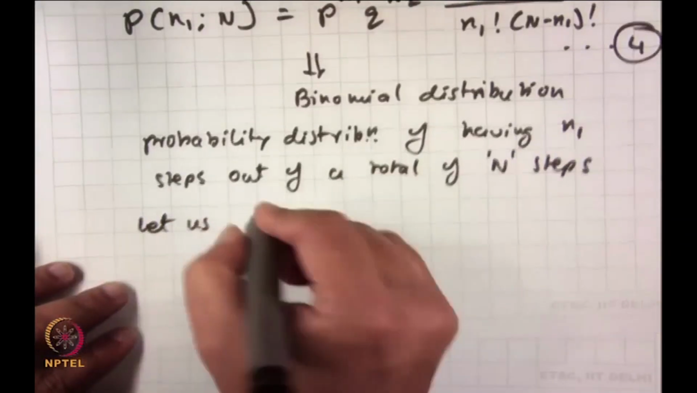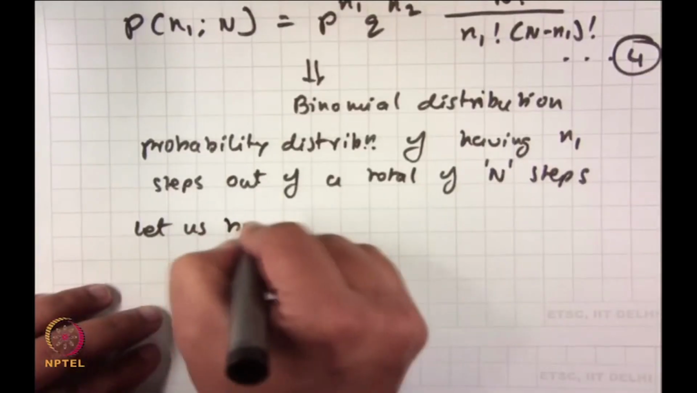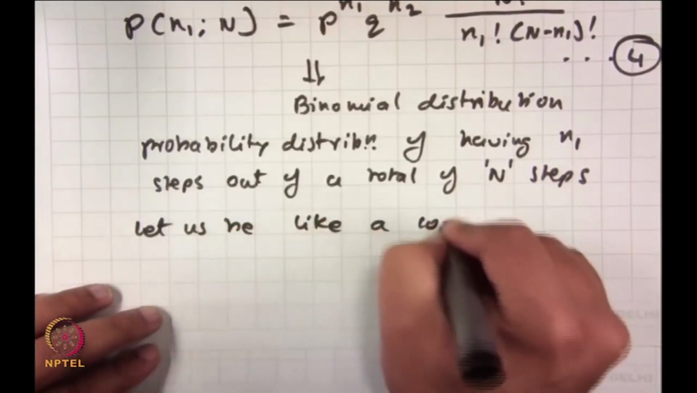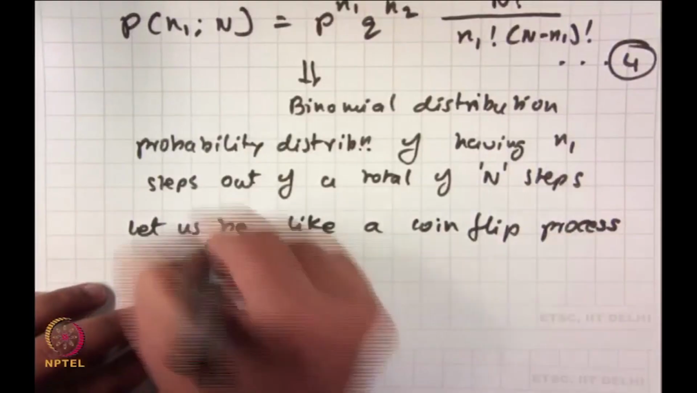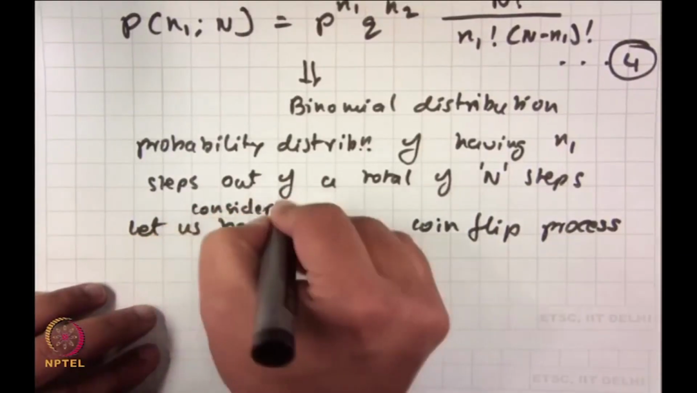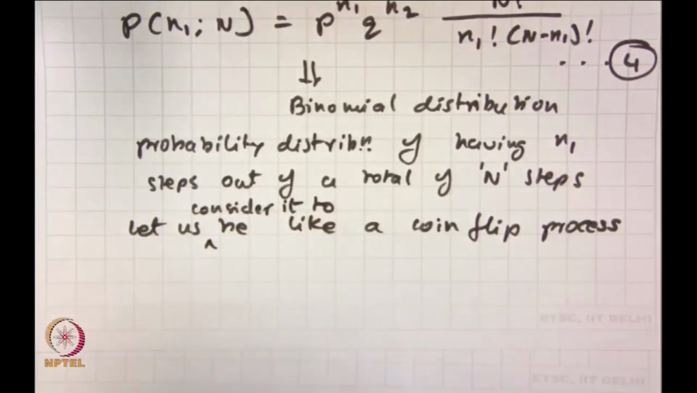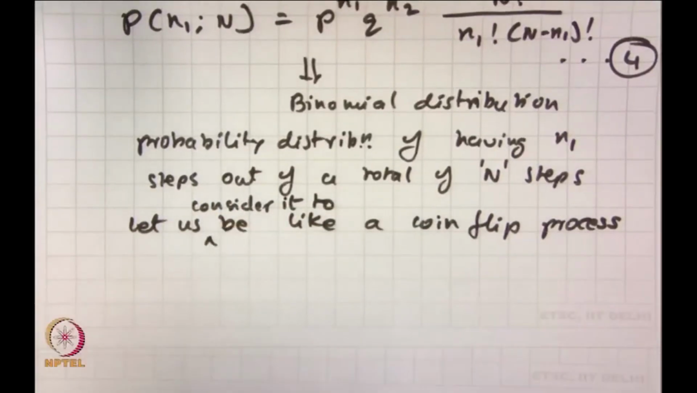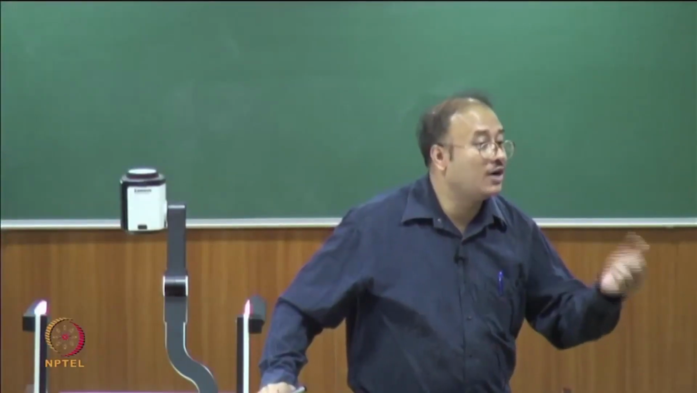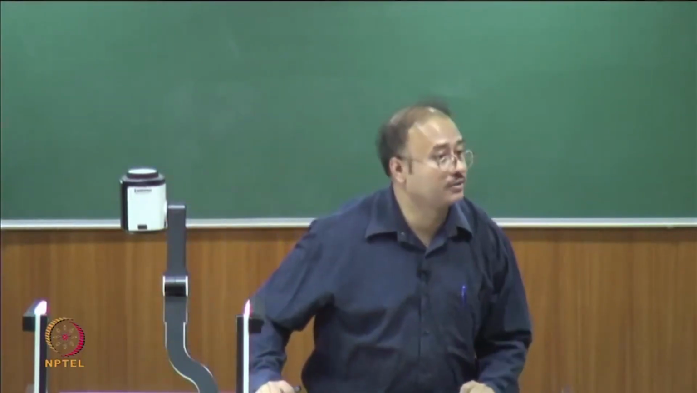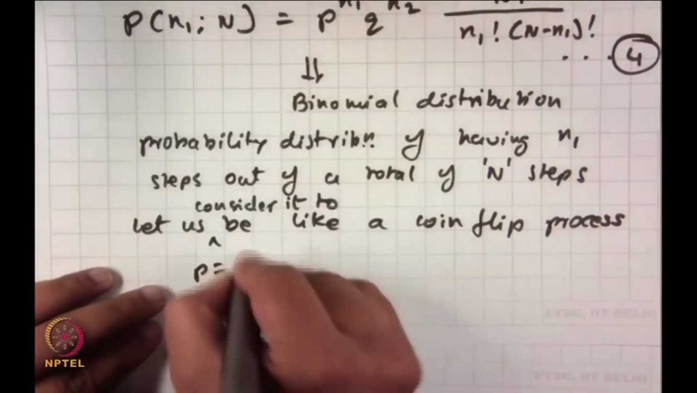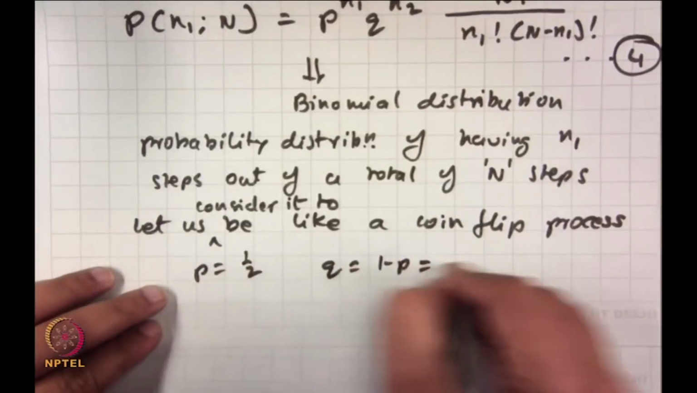let us consider it to be like a coin flip process. Now, why am I taking a coin flip? What are the options you have in a coin flip? One is head or tail, that means p is equal to half, q is equal to half, isn't it? So, what I do is I invoke exactly the same thing. That means, I say that here p is equal to half and q is equal to 1 minus p, which is also half.